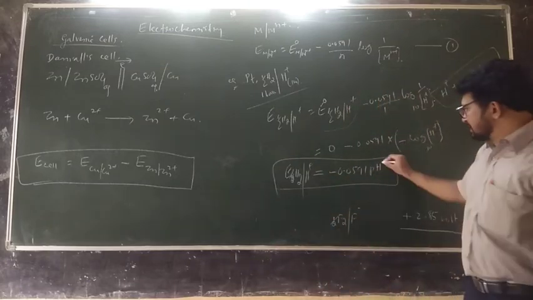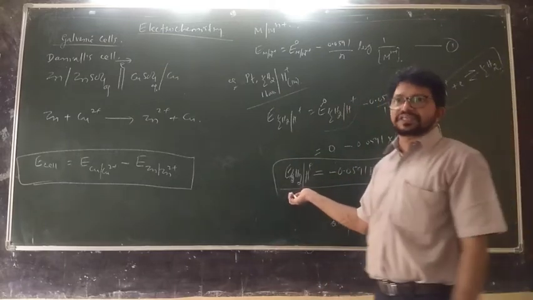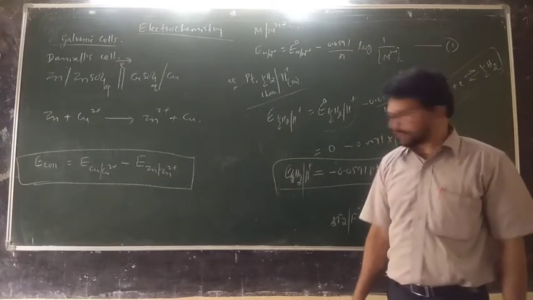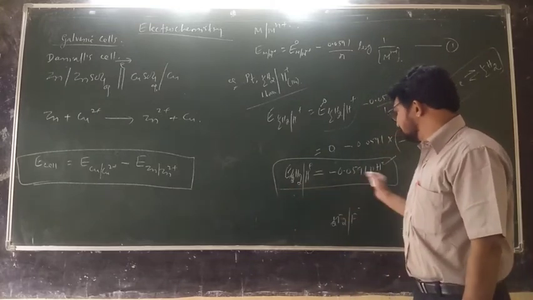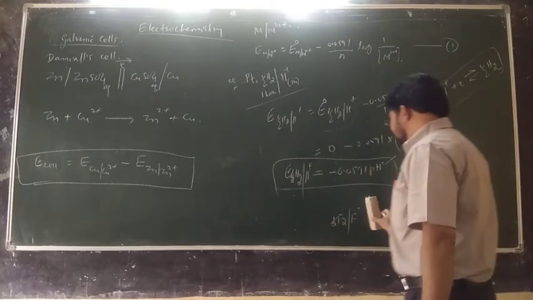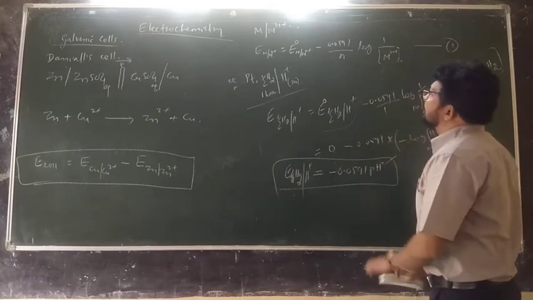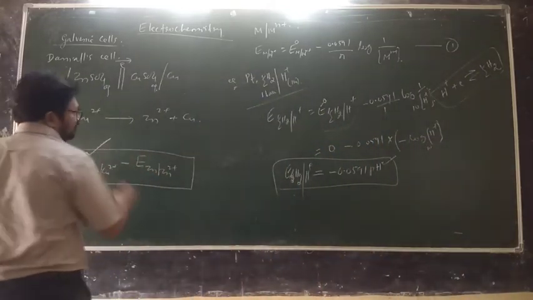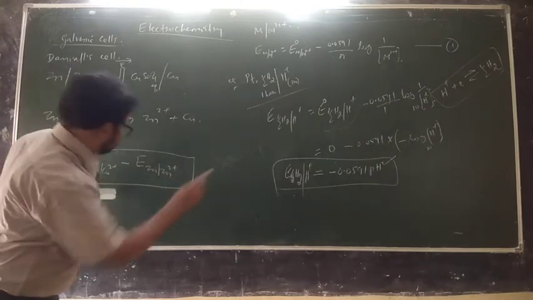So if pH is given, you can find the hydrogen electrode potential and vice versa. Suppose if hydrogen electrode potential is given, you can find the pH of any solution. Now the same thing I will apply for this. So this is for a single electrode I have written, and I have given the example of the hydrogen electrode.